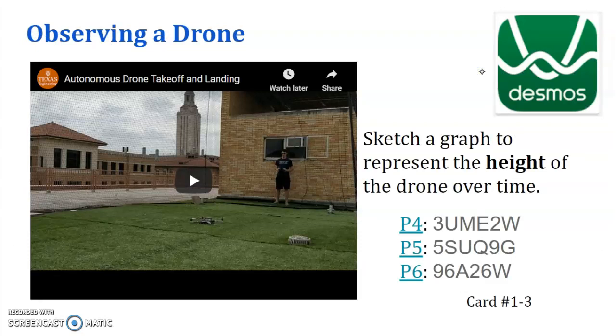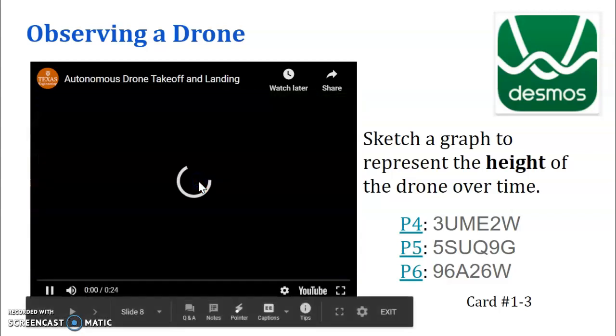So, observing a drone. We are going to watch a short video and see what we're doing. You're going to be sketching a graph to represent the height of the drone over time. So there is my drone. It's going to go up at a certain time and then it's going to come down, or whatever it's going to do. You're going to be thinking about how high is that drone relative to the time. Okay, so watch it carefully, please.